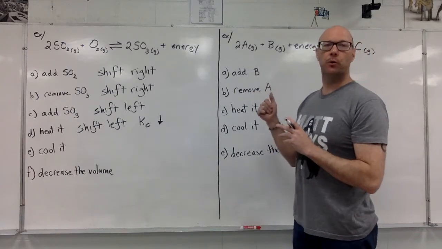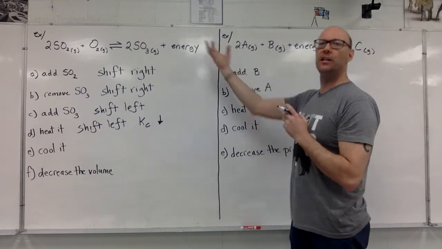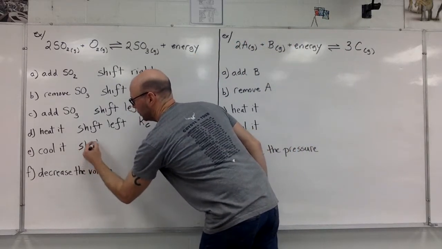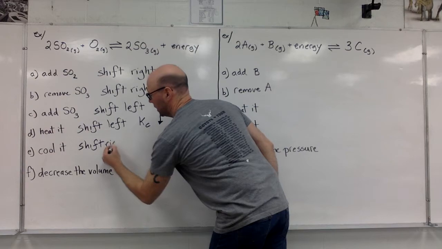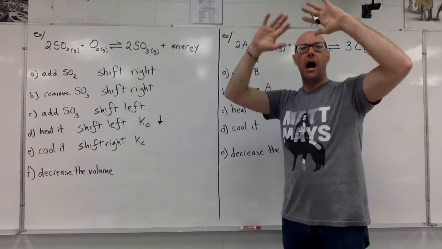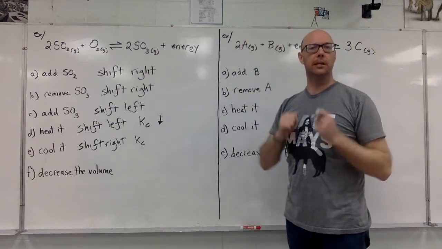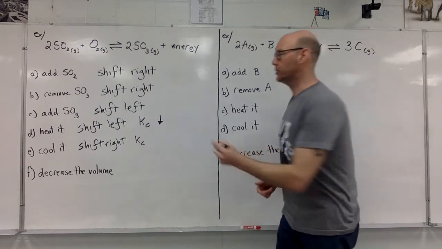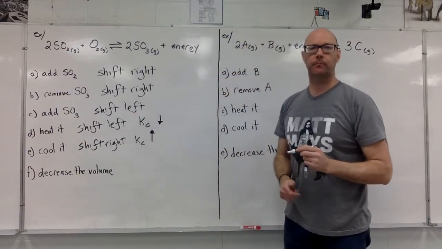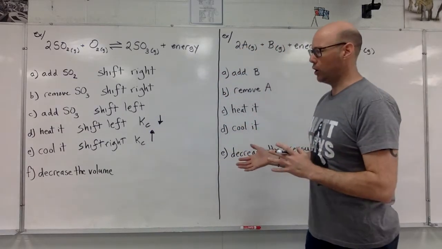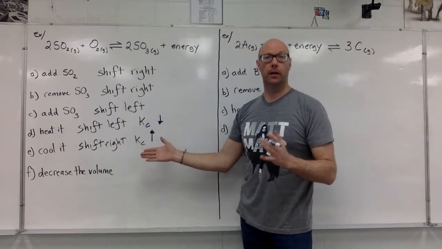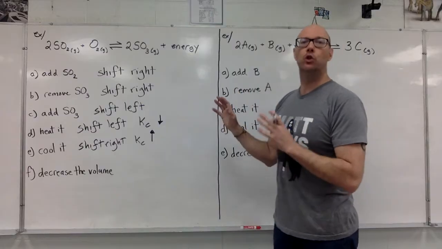With this exothermic reaction, if we cool it, that's like removing heat. We need to replace that heat. So here we have a shift right, a shift toward the products. And if we have a higher number on the products part of the equilibrium law, we end up with a larger answer. The equilibrium constant increases.